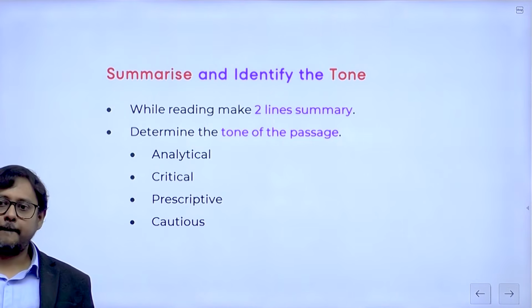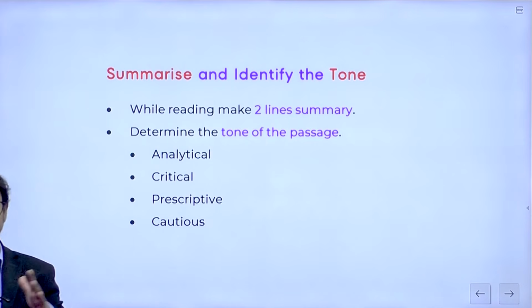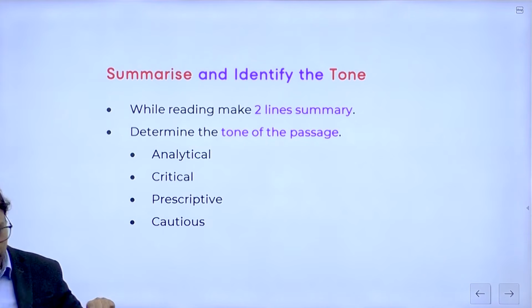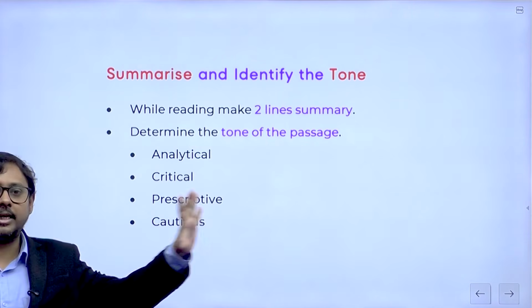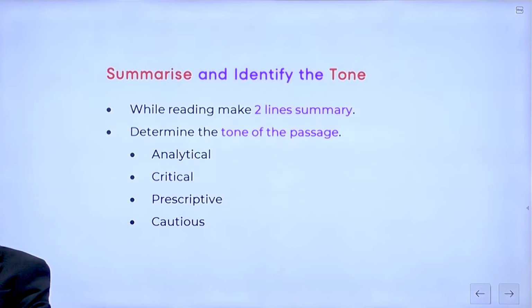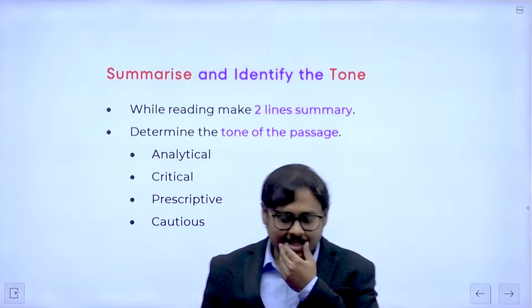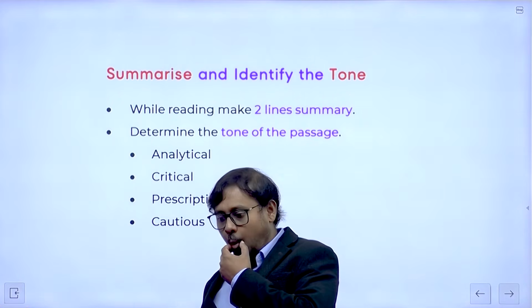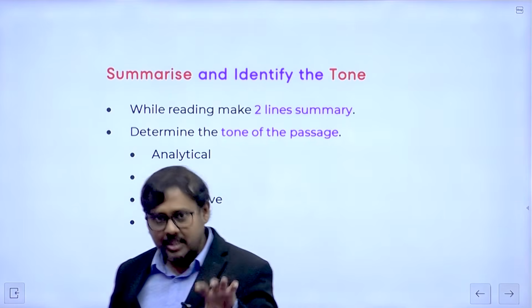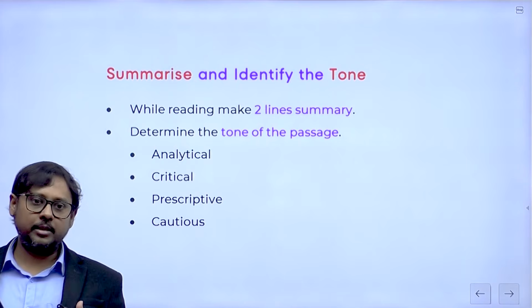climate-related migration, climate-related disasters have increased, etc. Hence, we have to. So initially it is critical. Then it says, hence we have to focus on loss and damages. We have to focus on, let's say, consensus-oriented decision-making. So it is giving a prescription. It starts with critical, then ends with prescription.